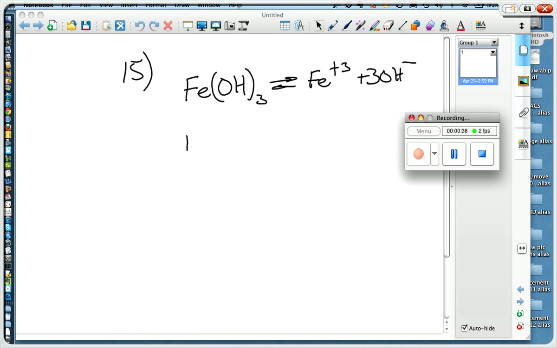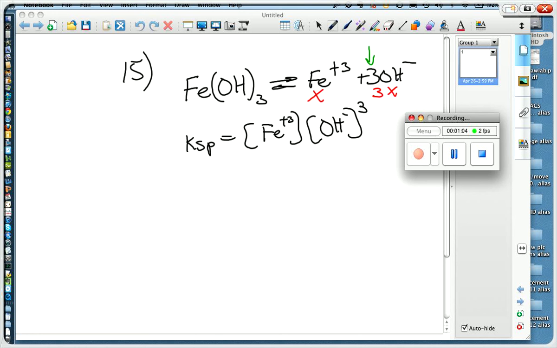However, you know that the KSP expression will be equal to the iron concentration multiplied by the hydroxide ion concentration cubed. Unfortunately, we don't know how much iron, so we're just going to call that X. And we would call the hydroxide ion concentration 3X because there's a 3-to-1 ratio between the hydroxide and the iron.